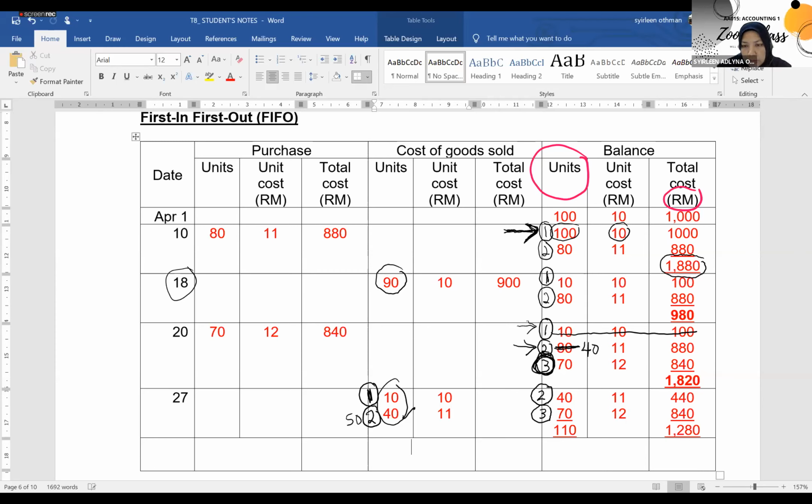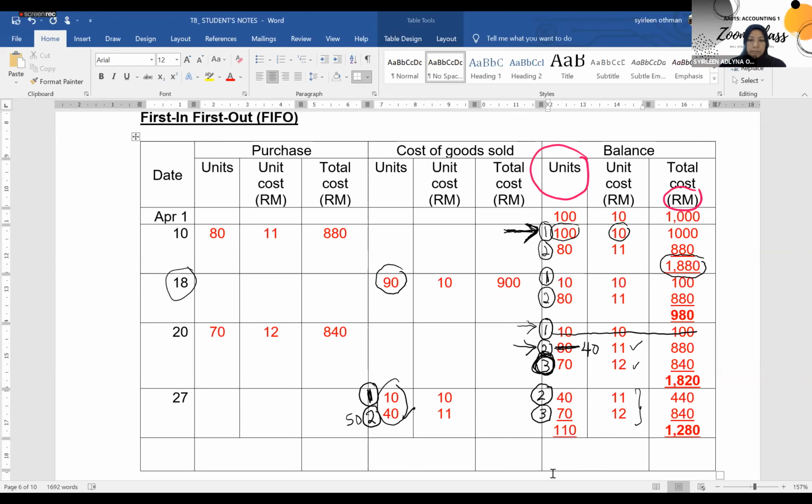Okay. So, this is at the price of 11 ringgit. And the second one is at the price of 12 ringgit. This one. So, you tengok balance you pada 27 hari bulan ialah 1,280 ringgit. But you have 2 different batches lah, which is the second batch and also the third batch. And then dalam soalan dah tak ada apa-apa transaction on the 27. So kita stop sini and kita terus jumlahkan.